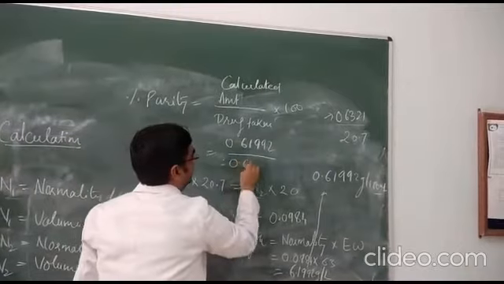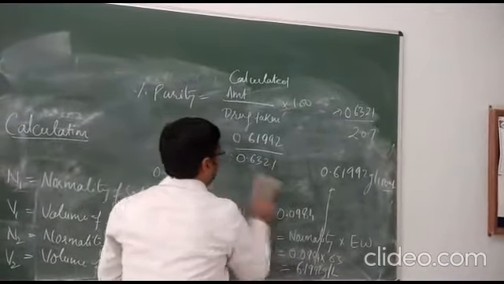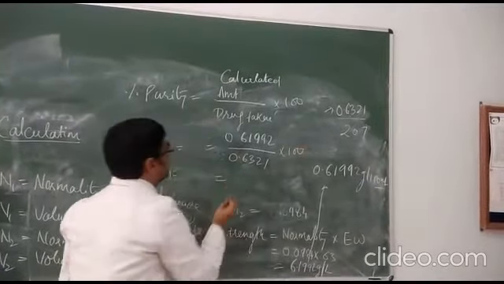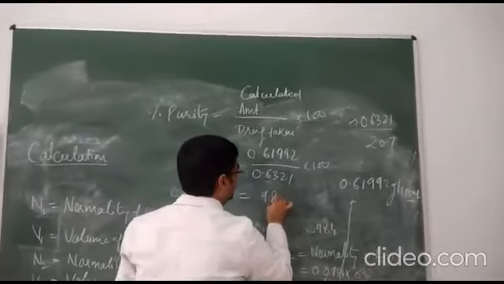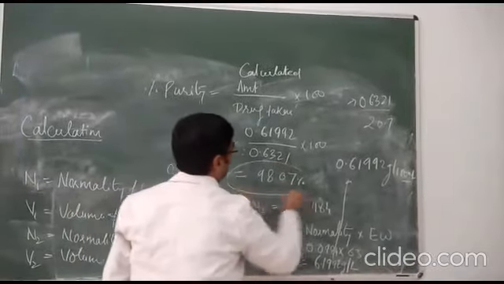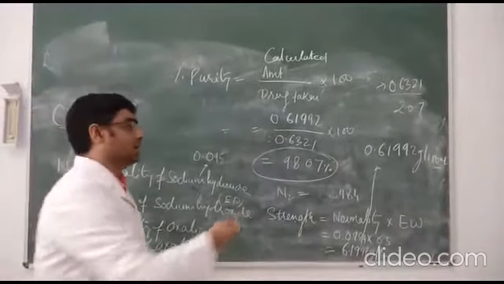So we put it here, 0.6321. Then you will multiply by 100. Then the percentage purity will come around 98.07%. So this is our answer, that the percentage purity of the given oxalic acid solution or sample is 98.07.